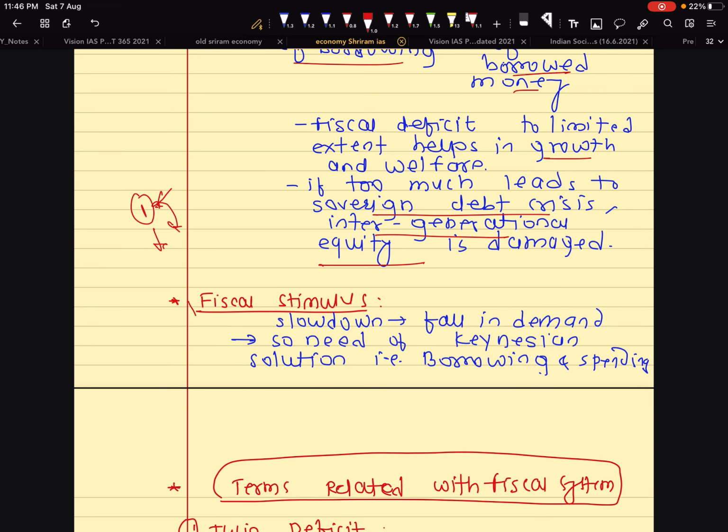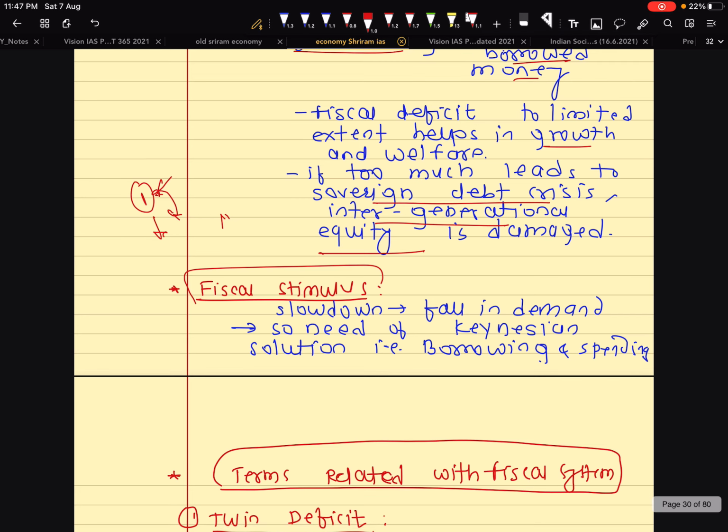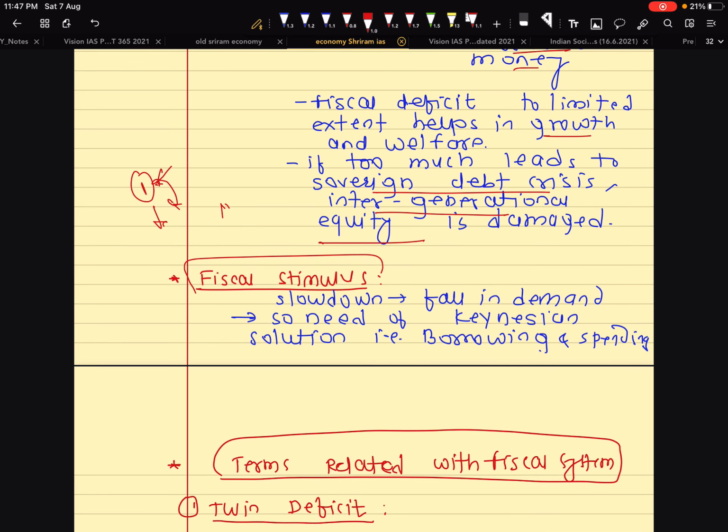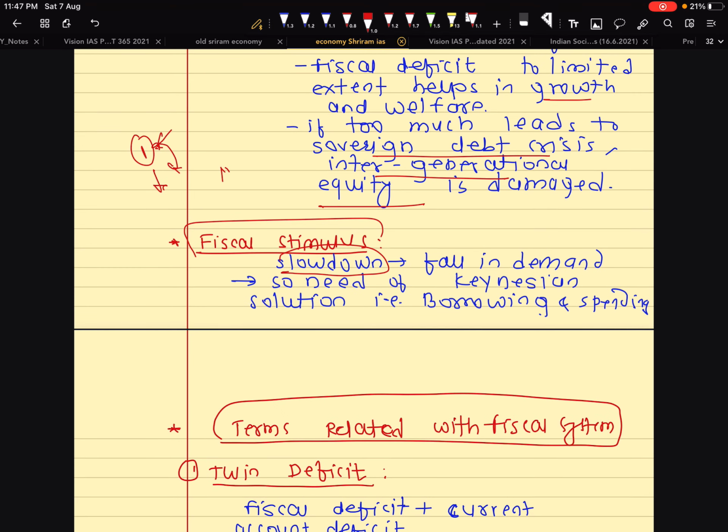Then let's understand what is meant by fiscal stimulus. So we have understood fiscal deficit financing. Now we understand the fiscal stimulus. For fiscal stimulus, we have to understand that a slowdown means there is less demand in the economy. With falling demand, there needs to be a Keynesian solution. Borrowing means the government borrows and spends, so it ultimately increases the money in the hands of the public. If there is more money in the hands of the public, it ultimately creates demand.